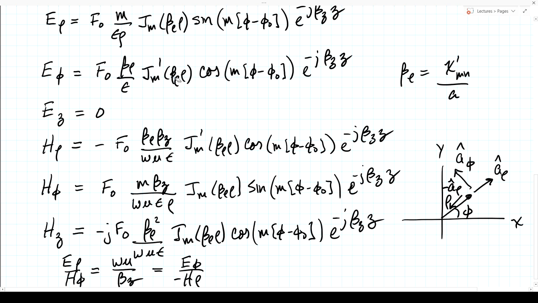And you see here, these have the same J_m prime cosine factor and the exponential. F0 cancels, beta rho over epsilon cancels, and you're left with, when you take this over that, omega mu over beta z. And so we define that to be the wave impedance. The wave impedance is omega mu over beta z. So for the transverse to the z direction, magnetic field and electric field components, the orthogonal components are related just by this ratio being equal to this wave impedance.